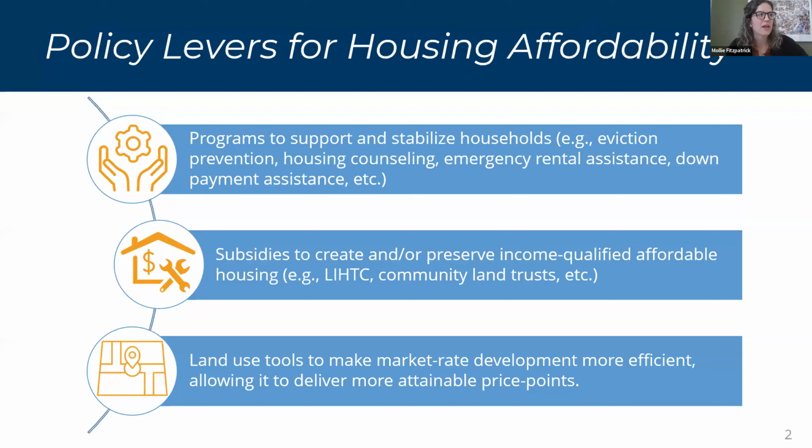Great, perfect. So the three different groups of how local jurisdictions address housing affordability challenges are, number one, programs that are really directed towards specific households. So they help support or stabilize households. Some examples of types of programs you might think about are eviction prevention, housing counseling, emergency rental assistance, or even down payment assistance. But really thinking about programs that are direct to households to help stabilize and support affordability.